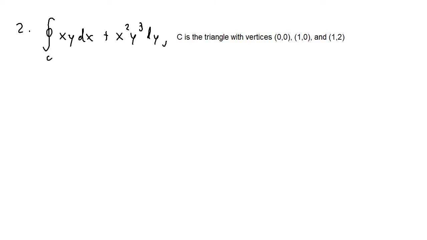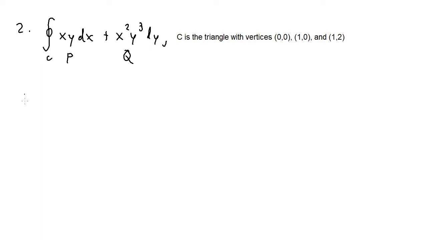So now for number 2, we have the integral along C of xy dx plus x squared y cubed dy, and it's giving us that C is a triangle with vertices (0, 0), (1, 0), and (1, 2). Once again, we can tell that C is positively oriented, so right off the bat we have to identify our P and Q. So xy is going to be P, because that's associated with the dx, and then x squared y cubed is going to be Q, that's associated with the dy.